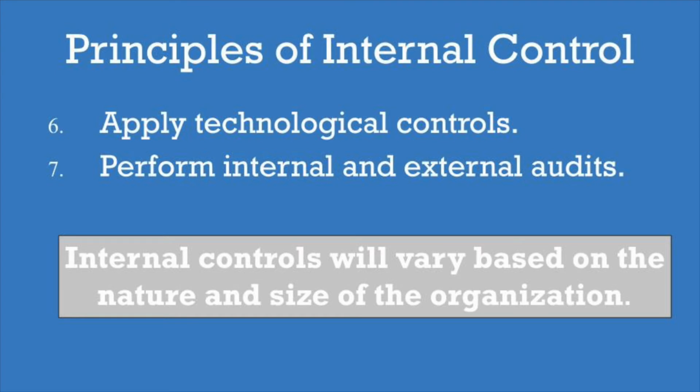We're also going to apply technological controls, and these technology controls include things like cash registers, computers, electronic cash machines and the like. And we're also going to perform internal and external audits, which is what companies do in order to ensure that what they say they're doing is actually being done. So internal controls are unique to every business. Certain businesses have more need for it than others, but effectively the basic principles, regardless of the size of the business, are retained throughout.